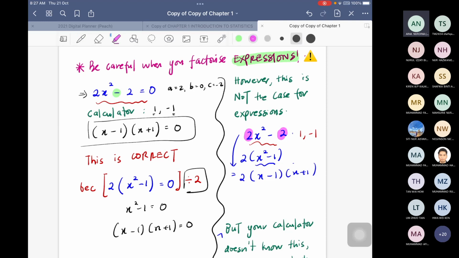So beza dia sikit je kat sini. Beza dia ada 2 ataupun tak ada nilai 2 tersebut. Tapi kalau you tak letak nilai 2 tersebut, automatically you punya factorization adalah salah. So that is why, bila you factorize expression, be very, very careful.